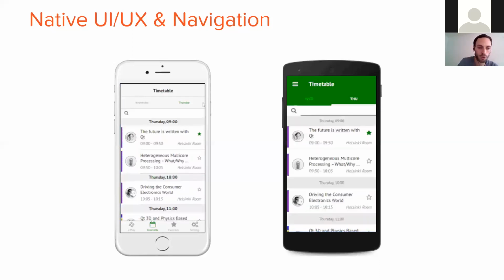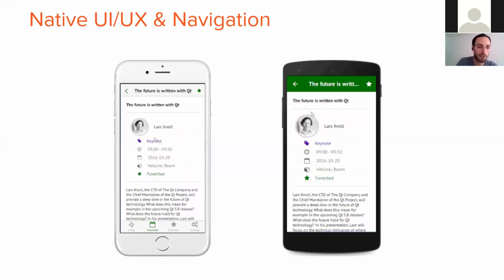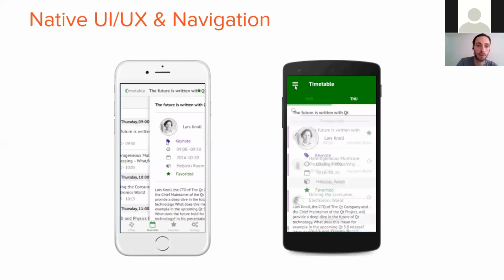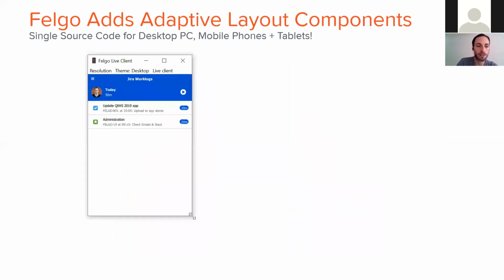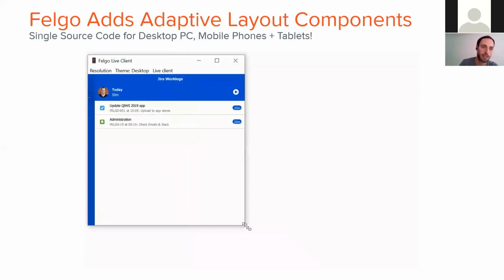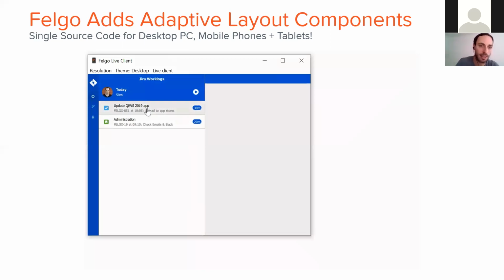Another really cool feature is the option to have adaptive or responsive layouts with Qt projects. The way this works is that the Felgo components automatically take care that they have the best user experience based on the available screen size. As you can see in this video, whenever I change the width of the application, there is a left-hand side navigation and a master detail view, meaning two different panes that can be added.